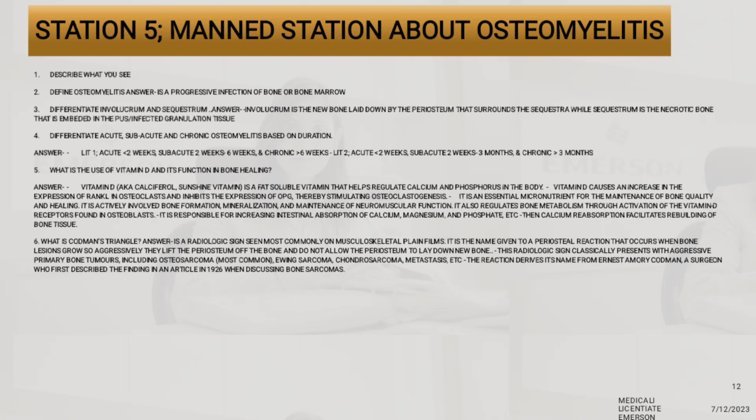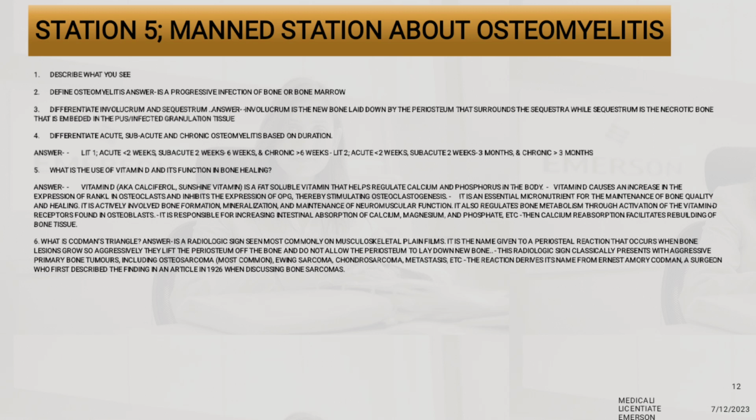Okay, so what is Codman's triangle? Codman's triangle is a radiological sign seen most commonly in musculoskeletal plain films, meaning X-rays. It is the name given to a periosteal reaction that occurs when bone lesions grow so aggressively that they lift the periosteum off the bone and do not allow the periosteum to lay down new bone.